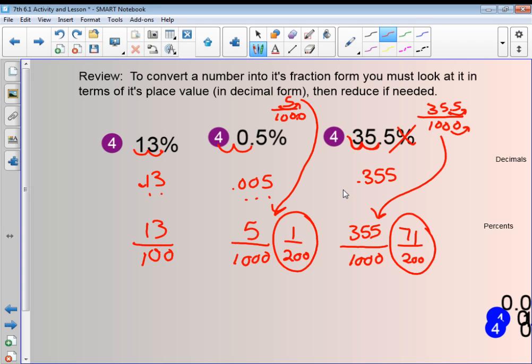So remember that if you're going to work from the percent form directly into a fraction, you cannot leave a decimal in there. Good luck.